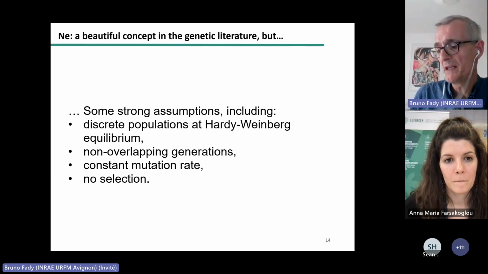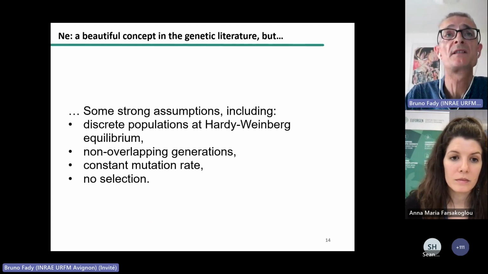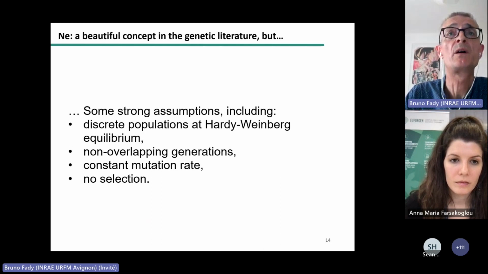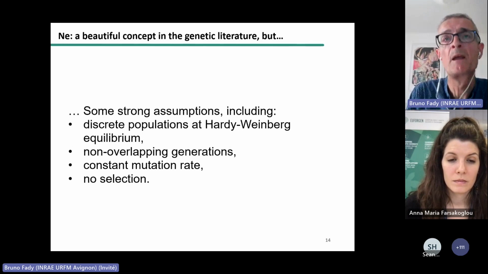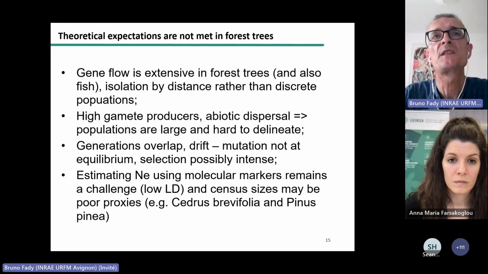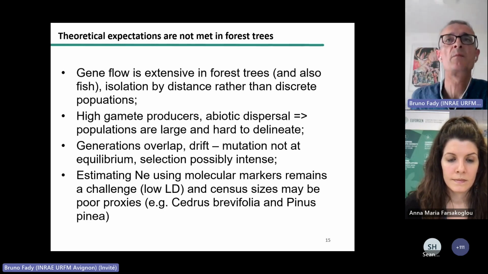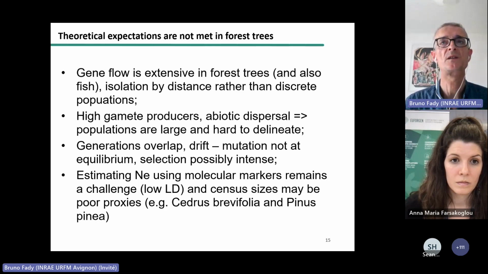However, NE is great, but it has a lot of strong assumptions, which were already mentioned, such as discrete populations, Hardy-Weinberg equilibrium, non-overlapping generations, constant mutation rate, no selection, et cetera. We find this in nature, as already stated by Juan Jose, but I think we need to say that again. In forest trees, gene flow is extensive, also true in fish. The process at work is mostly isolation by distance rather than concrete discrete populations, except for marginal populations and isolated populations, for which I think we all agree that NE might be a very useful way to assess risk.